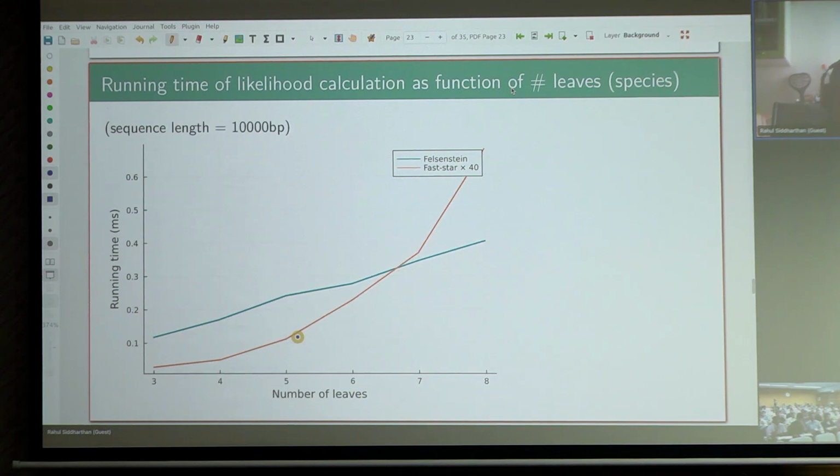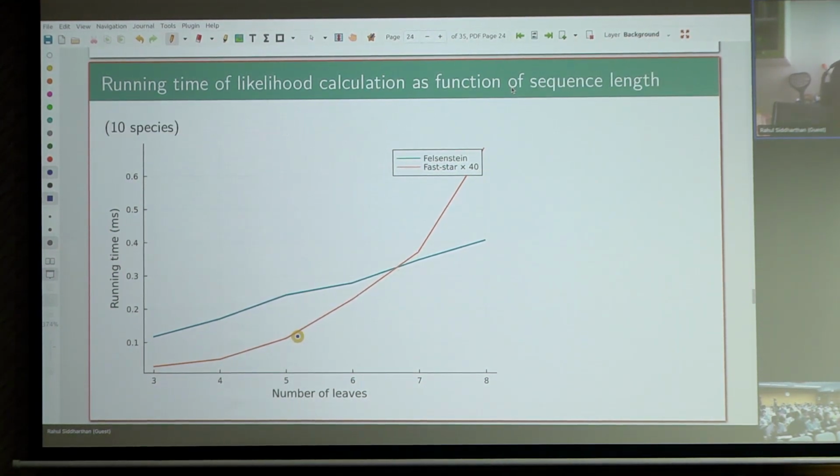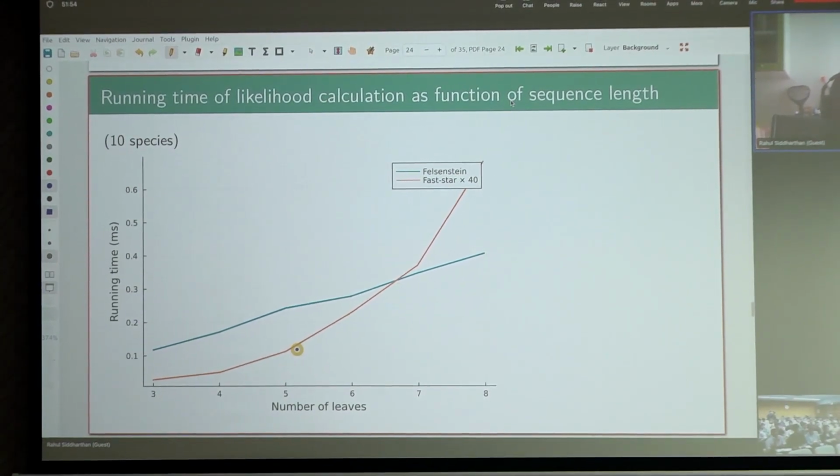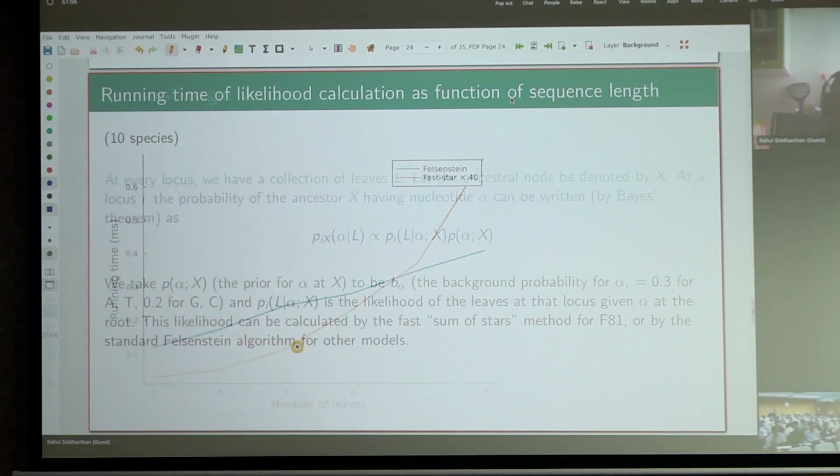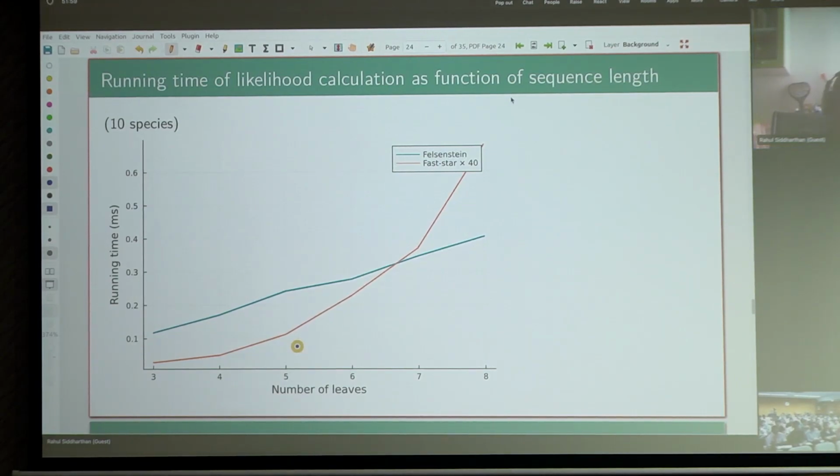What about scaling in terms of the length of the sequence, which is perhaps the more important thing when you're aligning? Okay, I think I got the wrong image here. Sorry.